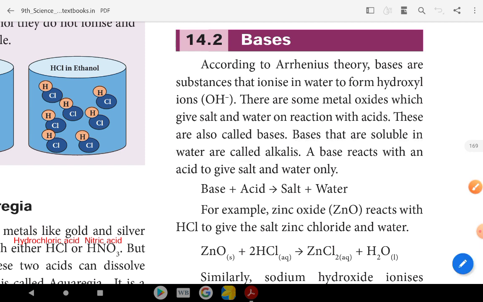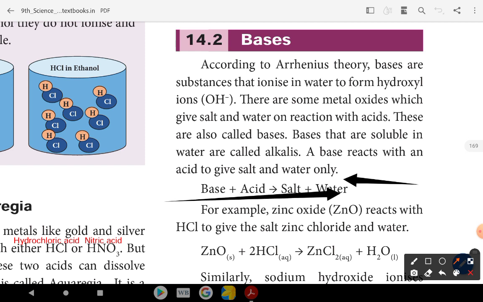Then a base reacts with an acid to give salt and water only. A base will react with an acid. Like we saw previously, acid will react with base to form salt and water. Same way, a base reacts with acid to give salt and water only. See the equation given here: base plus acid gives salt plus water. When a base and an acid react, it will give salt and water.